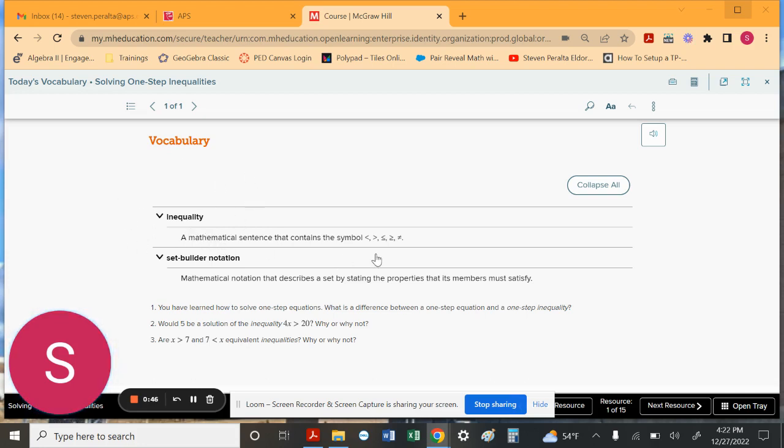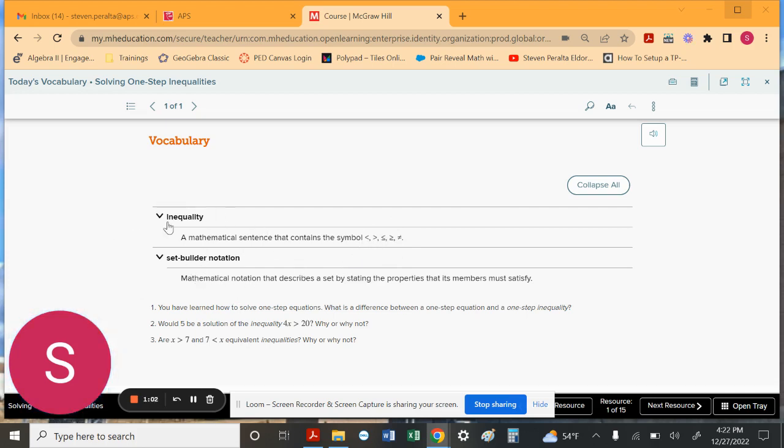An inequality is something that contains the symbols less than, greater than, less than or equal to, greater than or equal to, or not equals. And keep those in mind. So they go in a certain order. They do mean a certain thing. So less than, greater than, you'll see those a lot as we go through it.